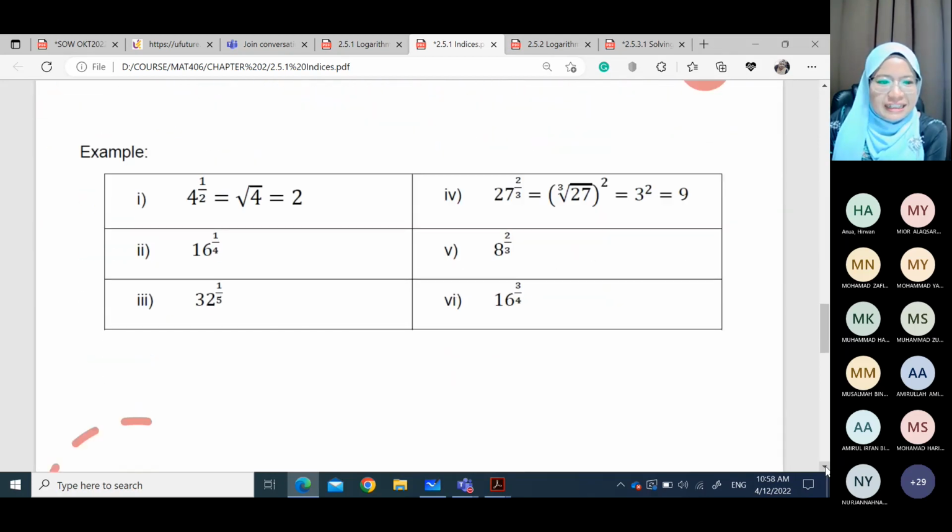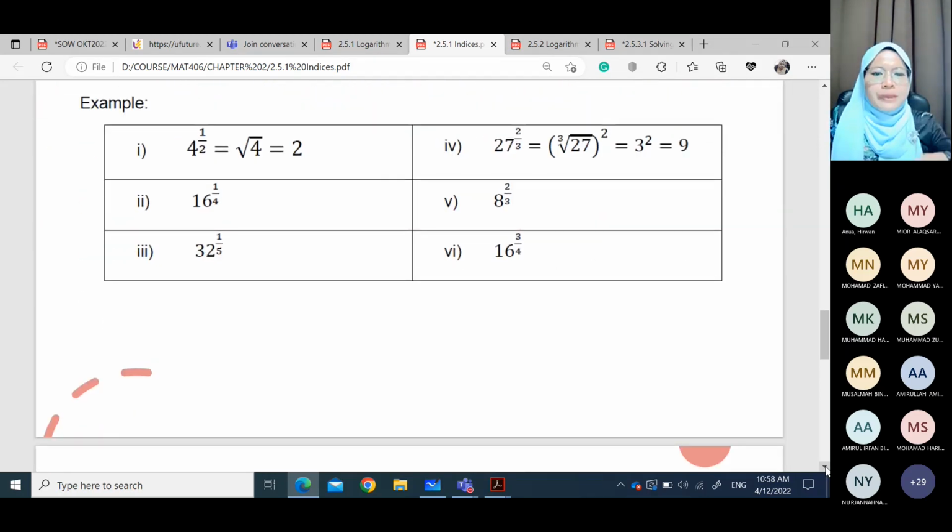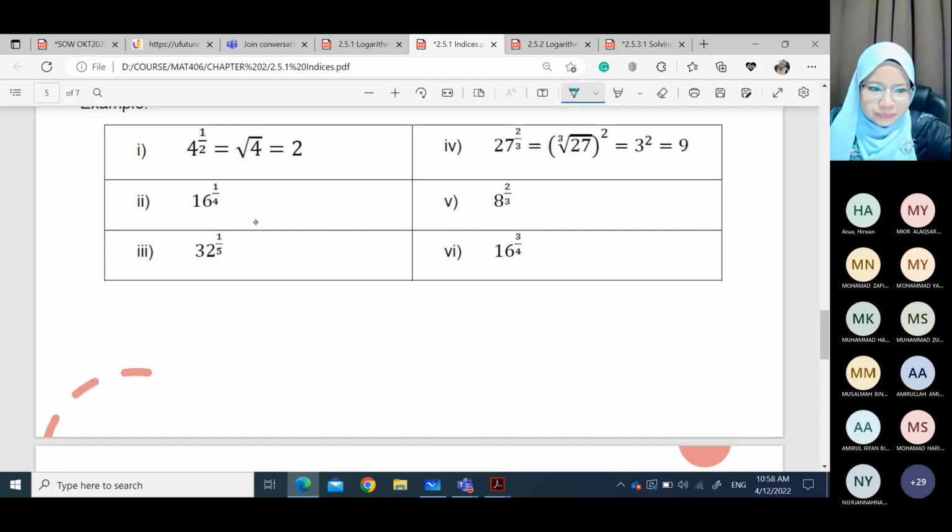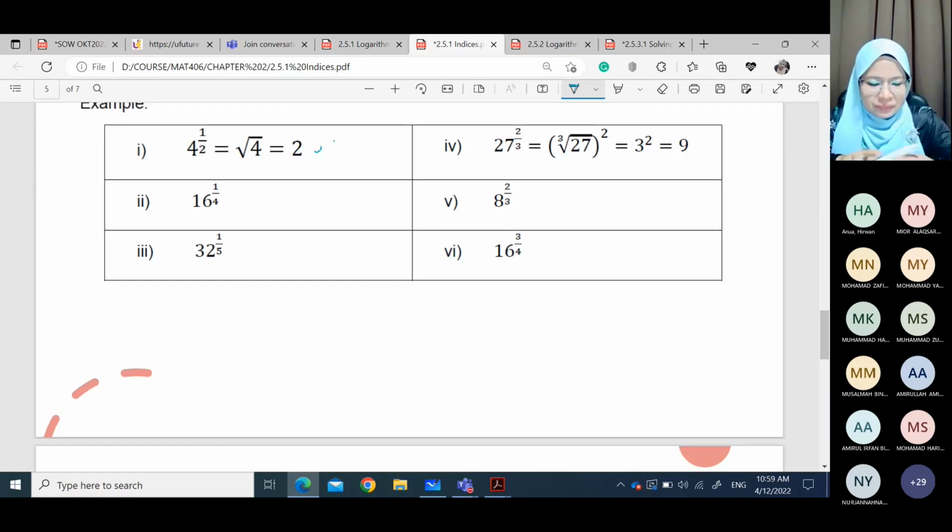Okay, good. Okay, so now look at this example. Okay, so kita ada 6 example dekat sini. Okay, so first example 4 to the power of 1 over 2. So it is equivalent with 4 root of 3 ataupun kita panggil square root of 4. Okay, so square root of 4 is 2. Okay, so ini you just plug in your calculator.